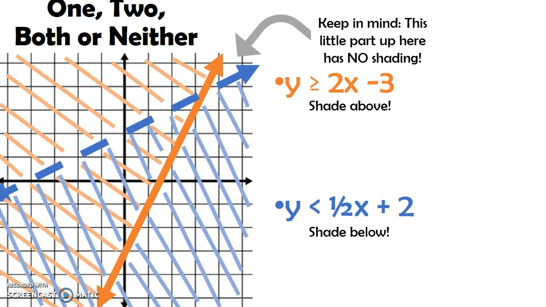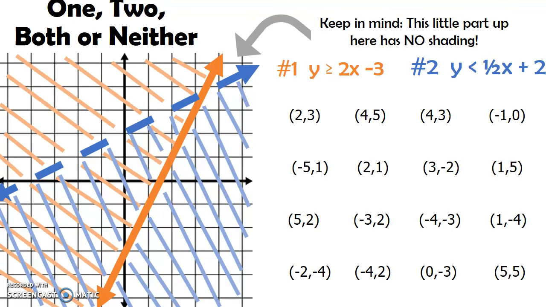Keep in mind that this little part up here in the top has no shading, which means that part doesn't satisfy either inequality. So what we're going to do is test some points, and determine whether they satisfy number 1, number 2, both inequalities, or neither inequality. So first is the point (2, 3). It satisfies only number 1, because remember, the dotted line means everything on the line is not included, so it only satisfies number 1.